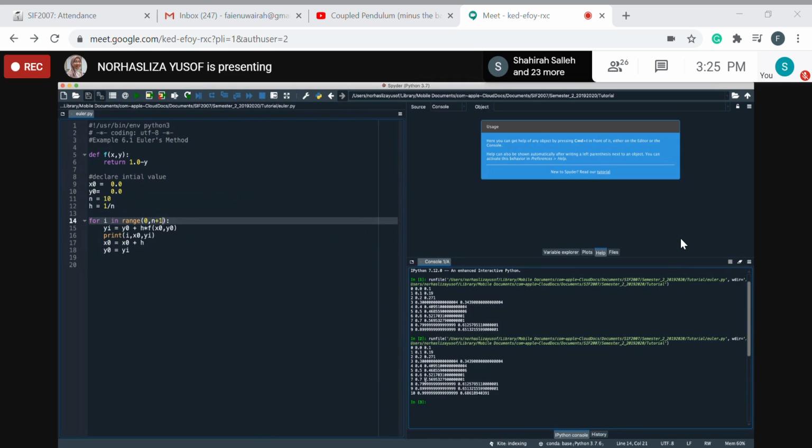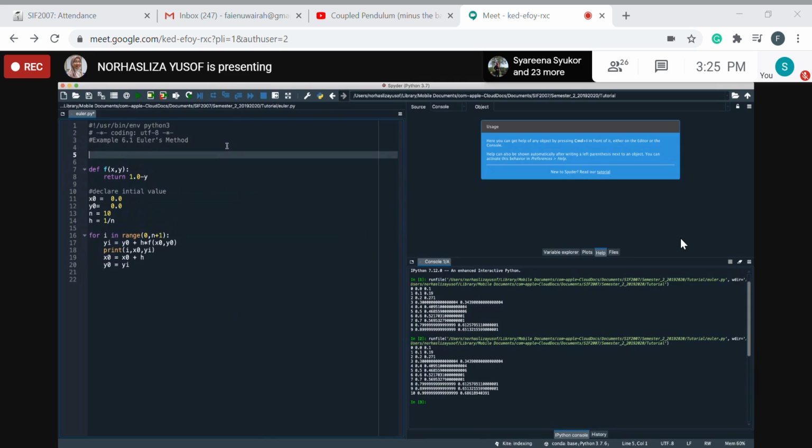Okay. So how do we want to visualize this in a graph, right? So you can visualize this result in a graph. So how do you want to do this, right? Definitely you have to import your matplotlib when you want to visualize your result.